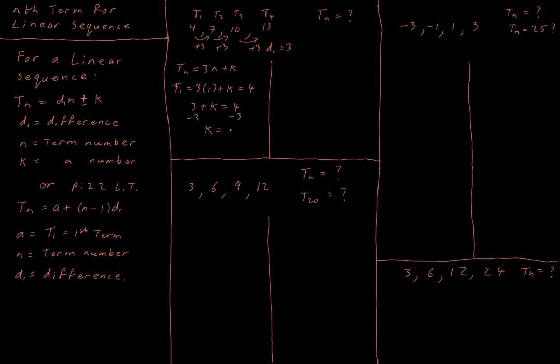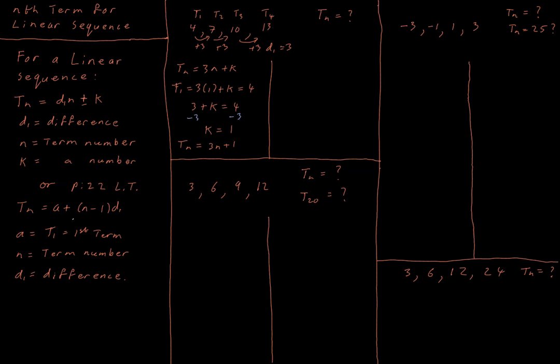K must be equal to 1. That means that my nth term must be 3n plus 1. And if we try to use that to form our numbers in our list, T1 would be 3 by 1 plus 1. That'd be 3 plus 1 is 4. And if we had T2, the second term, that should be 7. Well, if we put in 2, we'd have 3 by 2 is 6 plus 1 is 7. So we can see that this formula is giving us all of the numbers in our list.